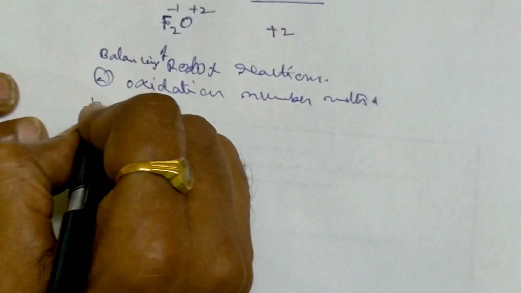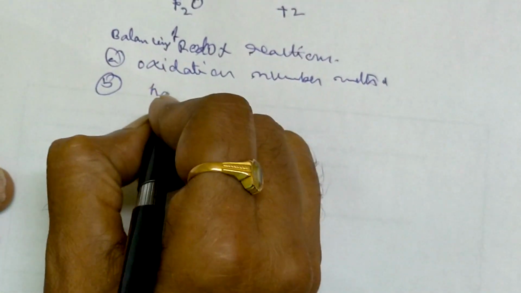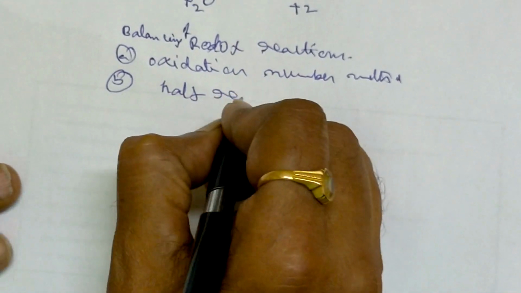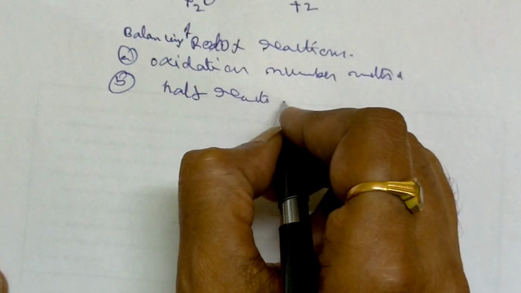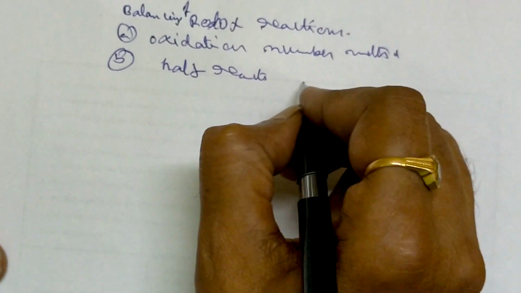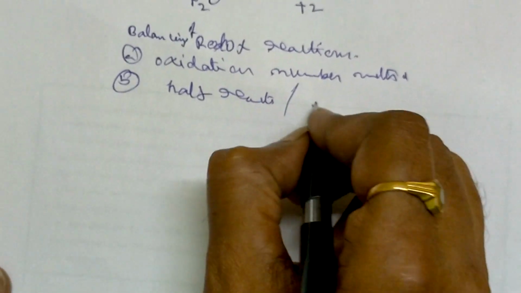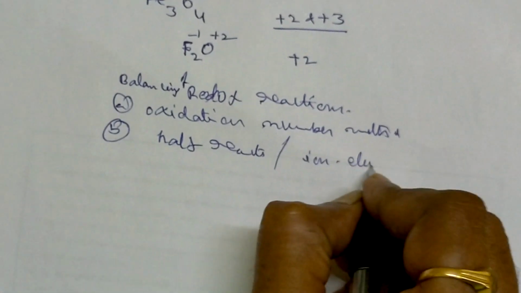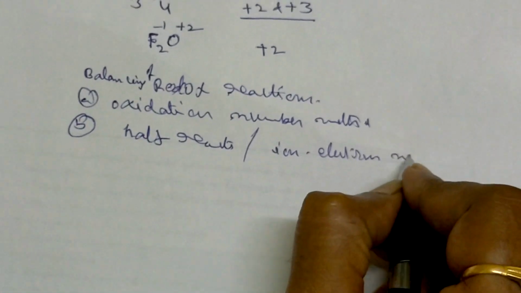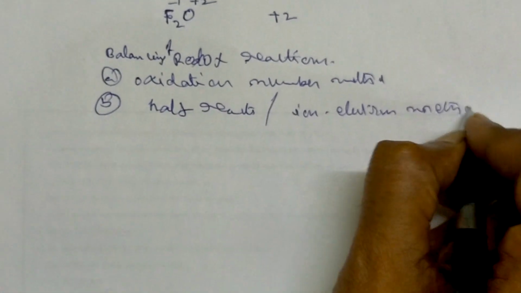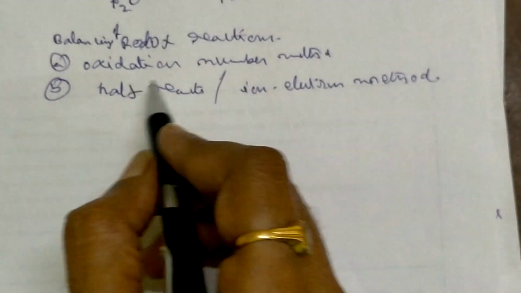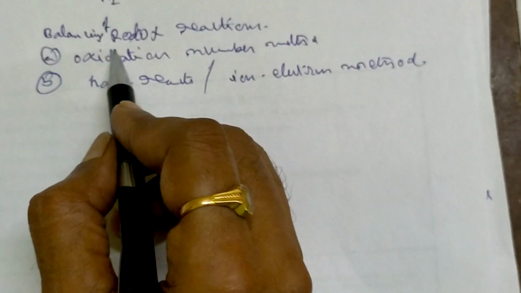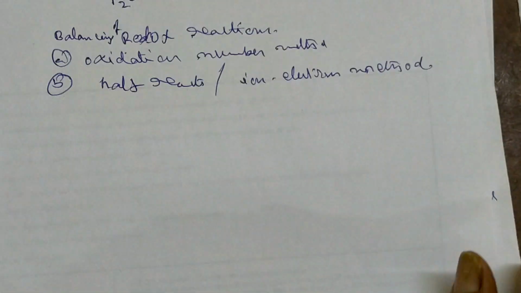The second one is the half reaction method. Some people say half reaction method, some people say it is the ion electron method. Both are the same. The second method is more useful in the case of ionic equations, but most of the time we normally use the oxidation number method for balancing the redox reaction.